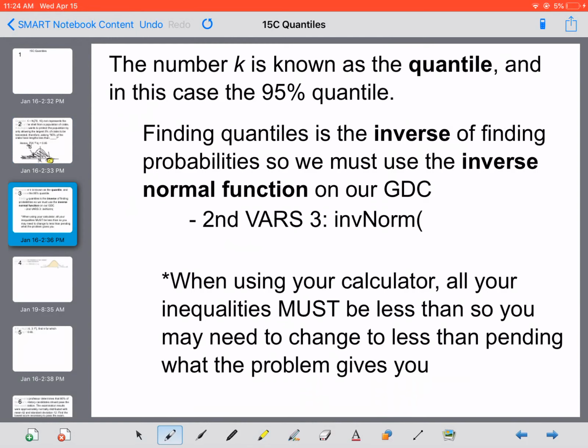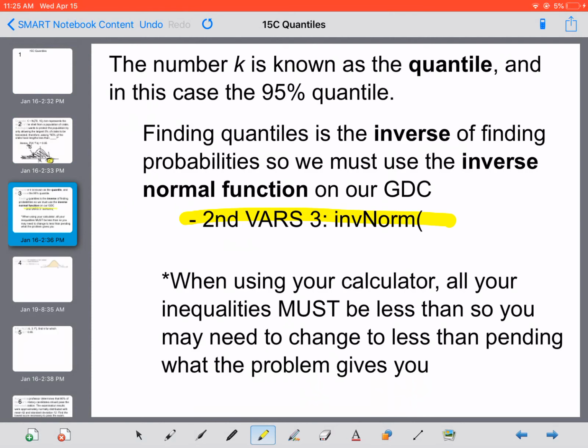So we need to do the inverse normal function, and on our graphing calculator, we're going to go second vars. Last time we used number 2, which was normal CDF, but now we have to use number 3. So how do you know when to use what? Well, if you're trying to find a percentage, you're going to use number 2, which is your normal CDF. If you're trying to find the k value, you're going to use number 3, which is your inverse.